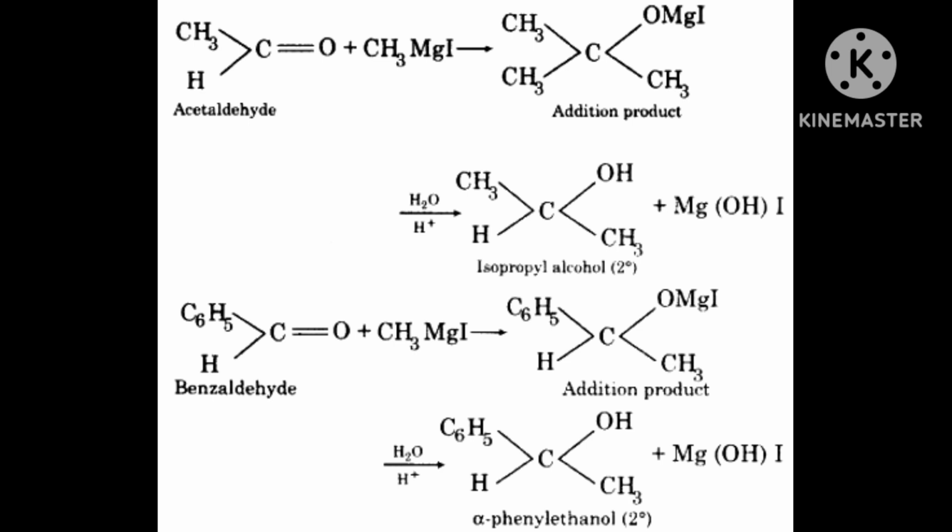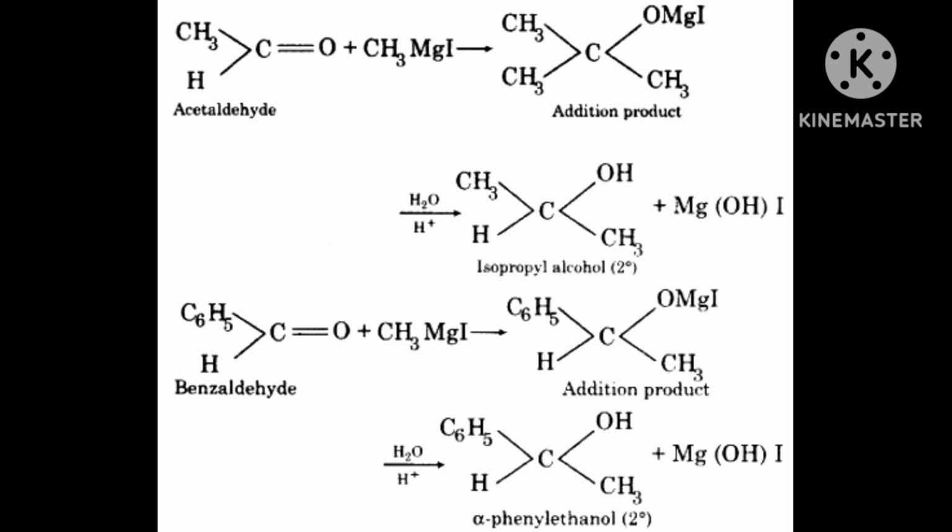What adduct will it form? RCH2OMgX, it will form the adduct. R is from RMgX. HCHO, formaldehyde, was already there, 2 hydrogen was already there, and now 1 alkyl group has joined. Then RCH2OMgX, and again the second step, hydrolysis, H2O.